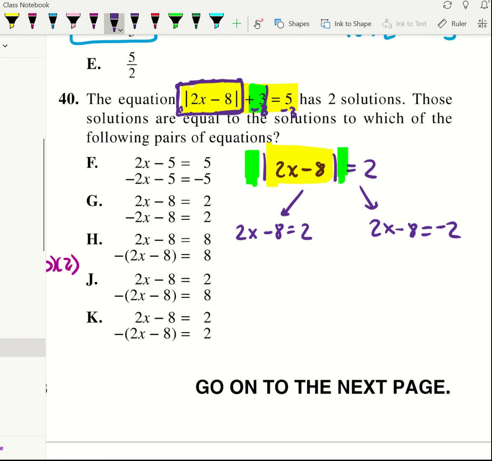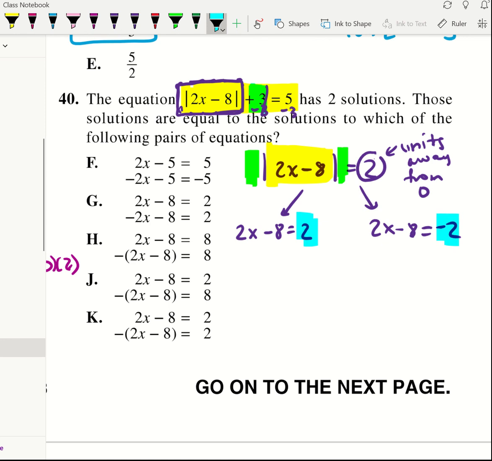And the reason there's 2 equations is we're looking at finding something that is 2 units away from 0. Well, there's 2 different ways we can be 2 units away from 0. We could be 2 units to the right of 0, which would give us this positive 2, or we could be 2 units to the left of 0, which would give us this negative 2.